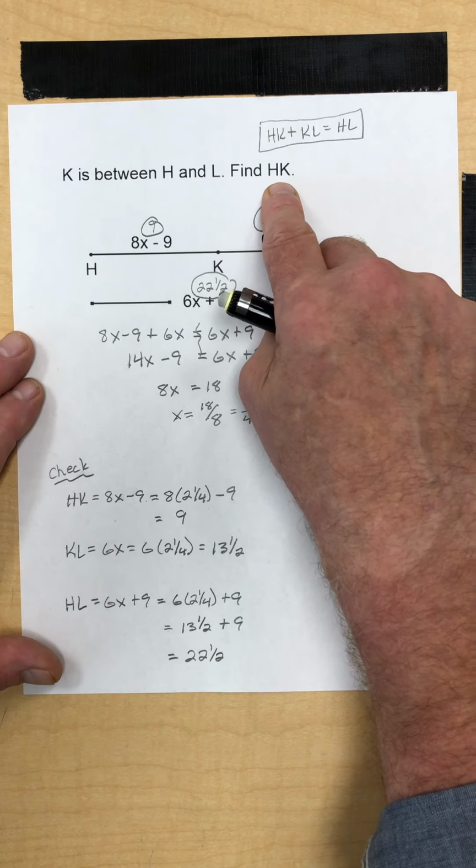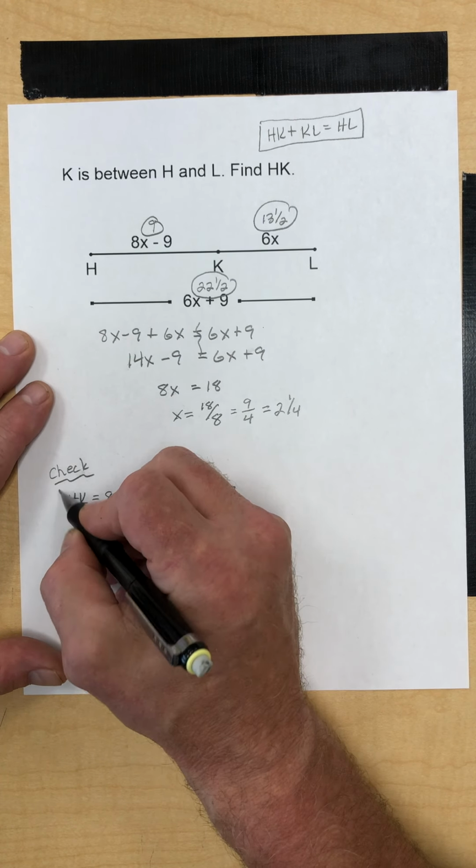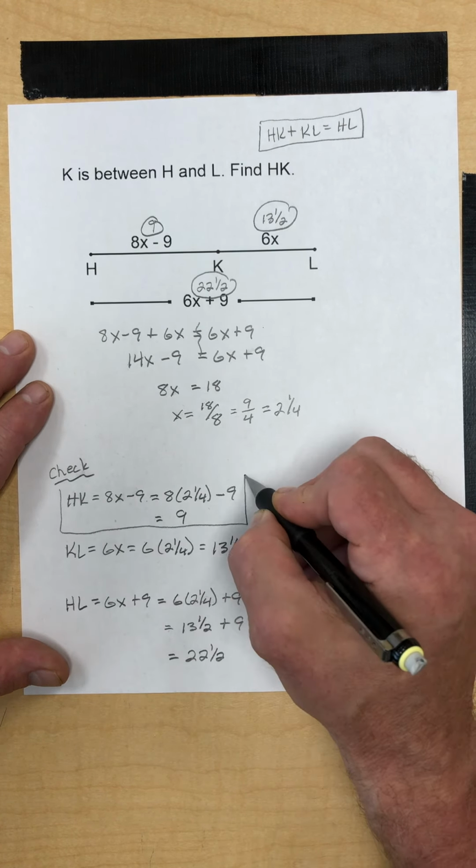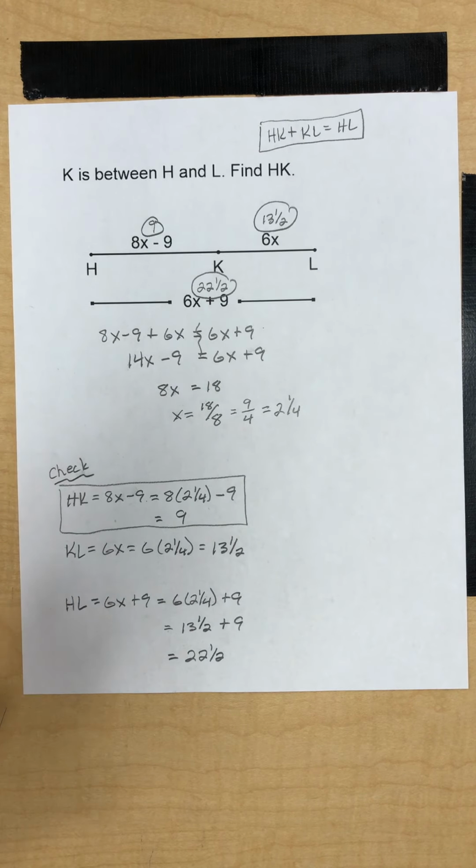So let's see, it wanted me to find HK. Okay, so here's my final answer. HK is 9. Okay, we're good.